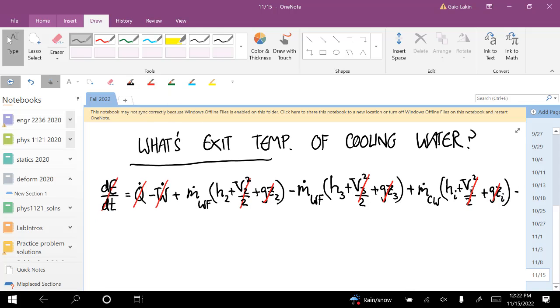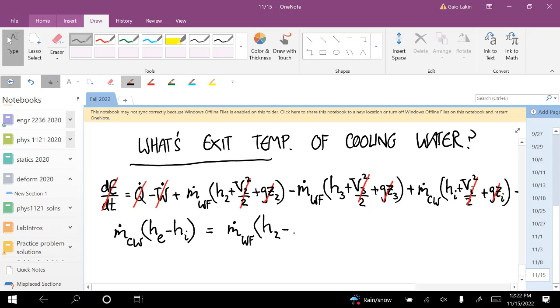And so you come up with this equation. You can see all we have left are the m dots and the h's. And you can arrange this into a form: m dot for the cooling water times h exit minus h inlet, so that's all that's left representing the cooling water, is equal to the mass flow rate for the working fluid times the quantity H2 minus H3.